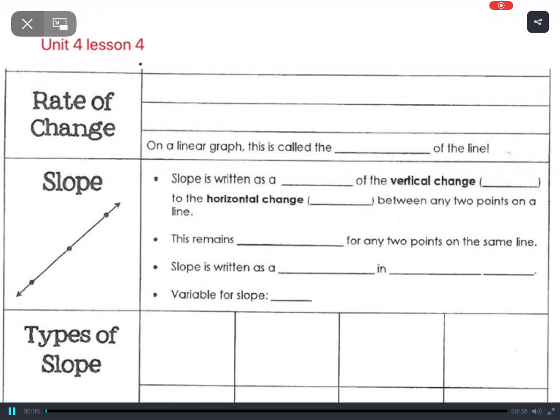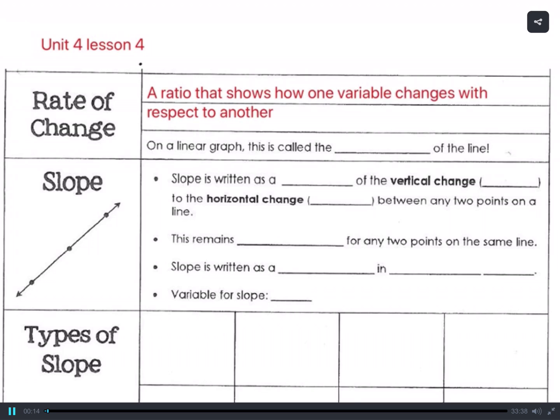Slope, the first thing that we're going to do is define what is rate of change. So our definition of rate of change is it is a ratio, remember a ratio can be written as a fraction, that shows how one variable changes with respect to another. And on a linear graph, that's called the slope of the line.